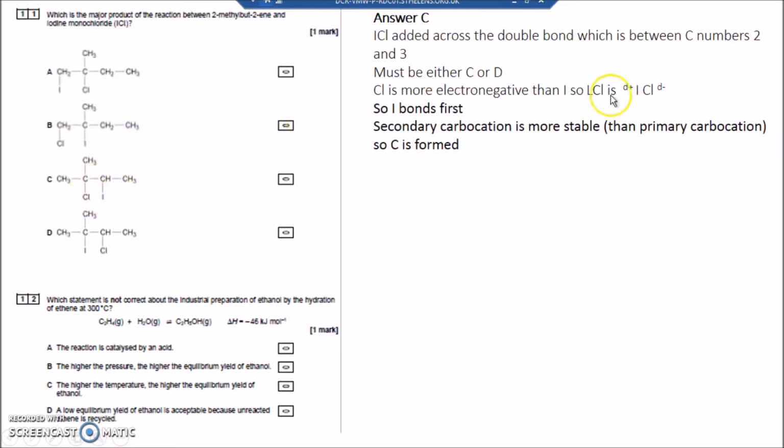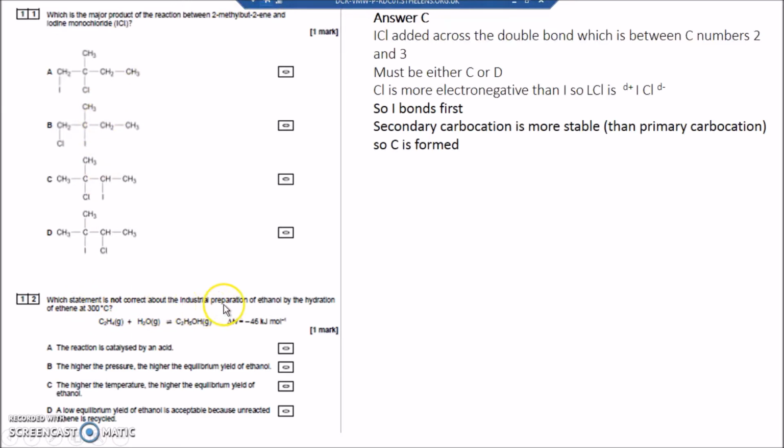You just need to imagine that ICl is similar to HBr, and then you can work it out knowing that the H, or in this case the I, bonds to the carbon which has the most hydrogens, and that is the position of the double bond at carbon number 2. So that is why these two are incorrect. They're bonding across between carbons number 1 and number 2 and not between 2 and 3.